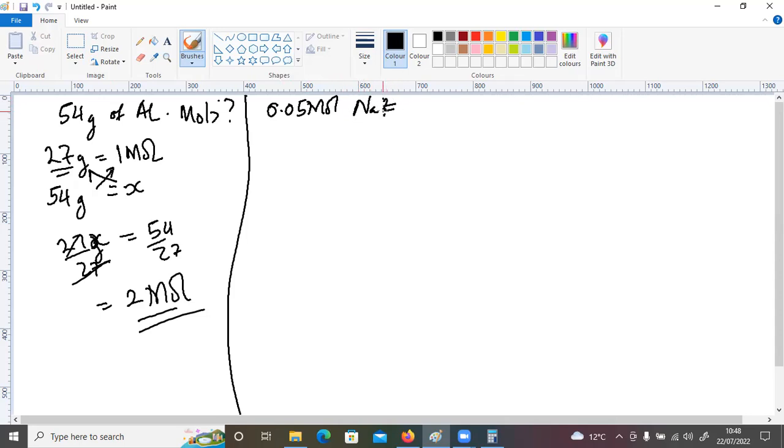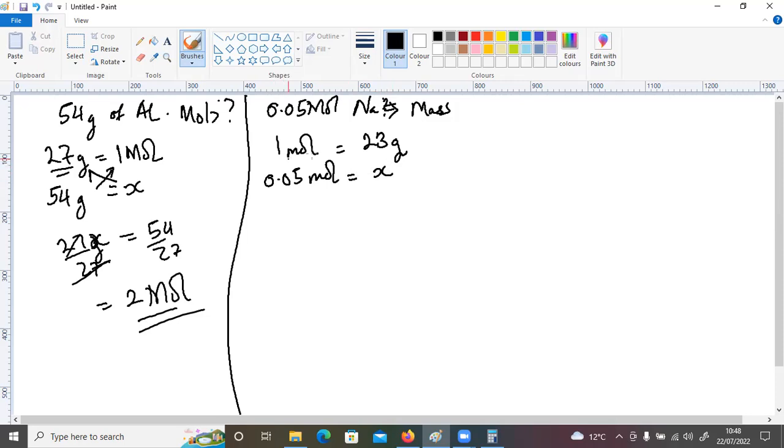And then I must find the mass, not the weight, but the mass in grams that I'm expecting. What do I know? I know that from our past, we know 1 mole of sodium is equal to 23 grams. Okay, what about 0.05 mole of sodium? It is equal to how many grams?